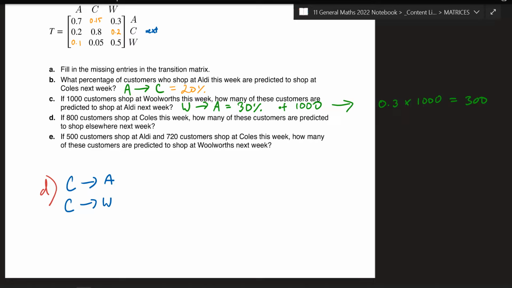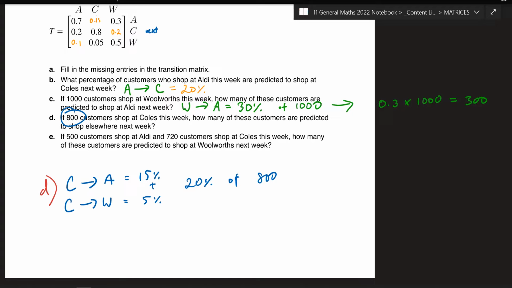So Coles to Aldi is going to be 15%. And then Coles to Woolies is going to be 5%. Okay, and I'm getting that from here. So Coles to Aldi, 15%. Coles to Woolies, 5%. Okay, so how many is that altogether? 20%. So you have to find 20% now of the 800 shoppers.